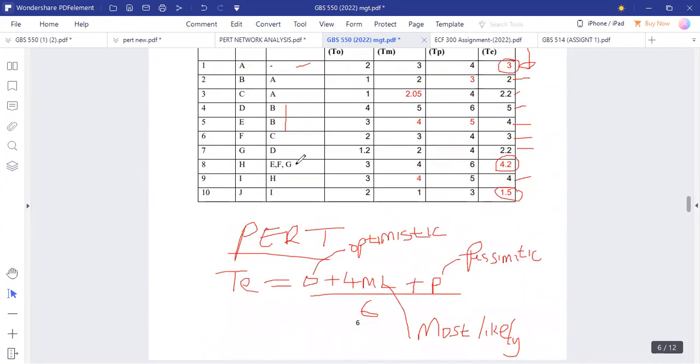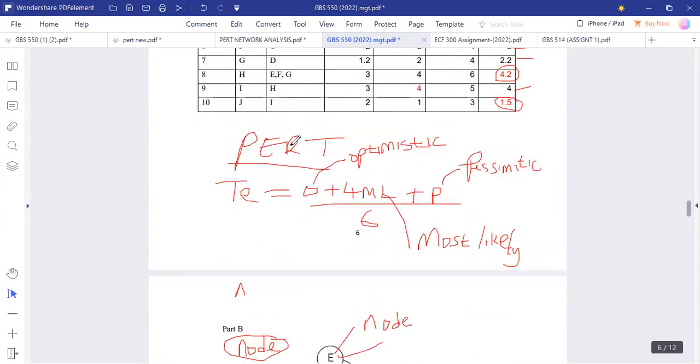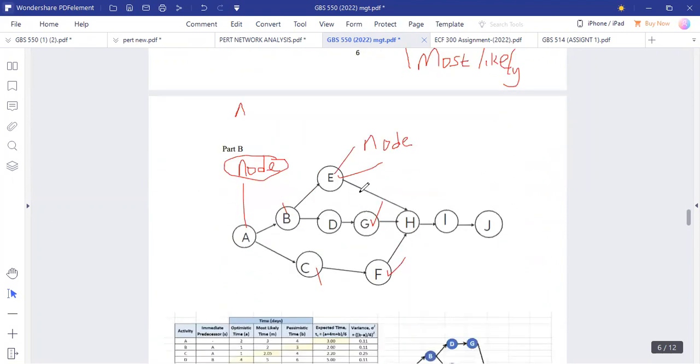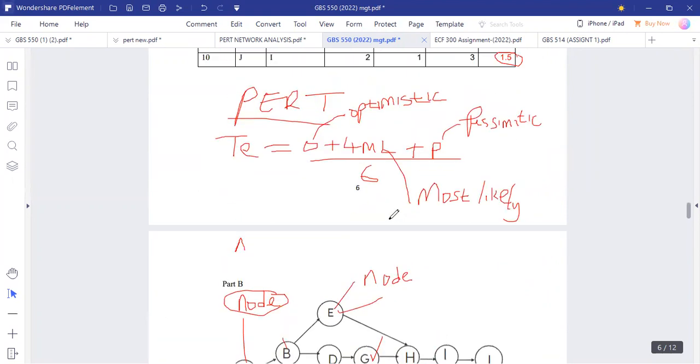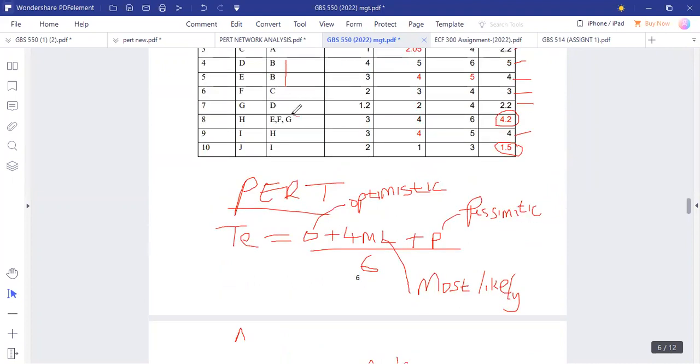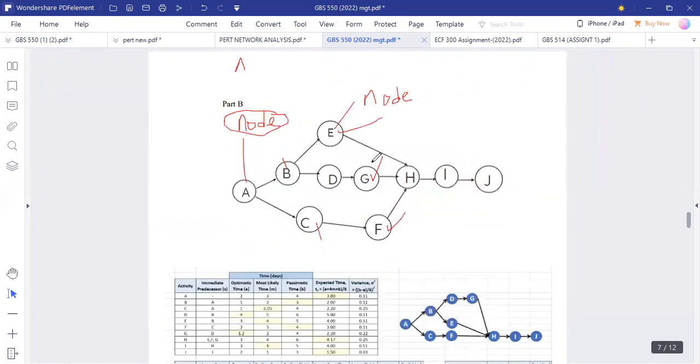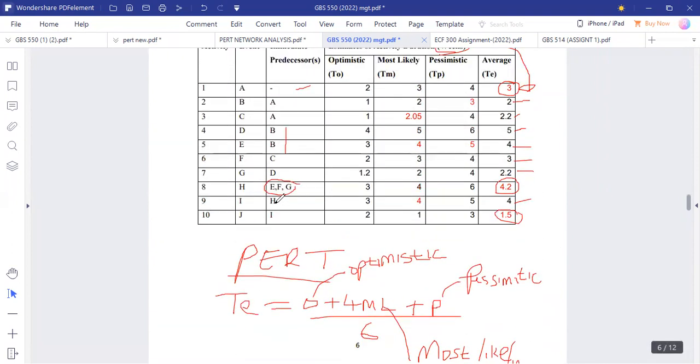Then what about G? G is coming from D. So meaning that G is coming from D. And then we have this combination here. E, F, G. So after these activities, they meet, that's where H starts. Correct. So meaning that after E, F, and G have been done, that's when H can start. Okay. And then after H, there is I.